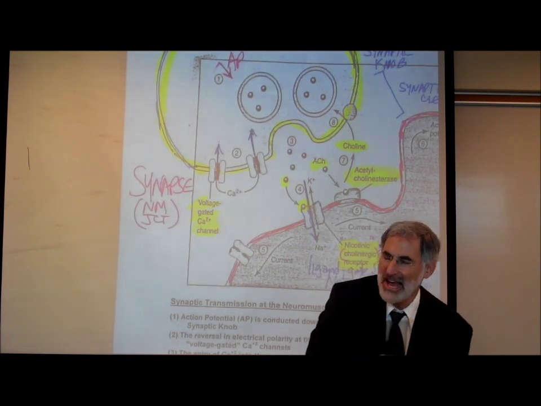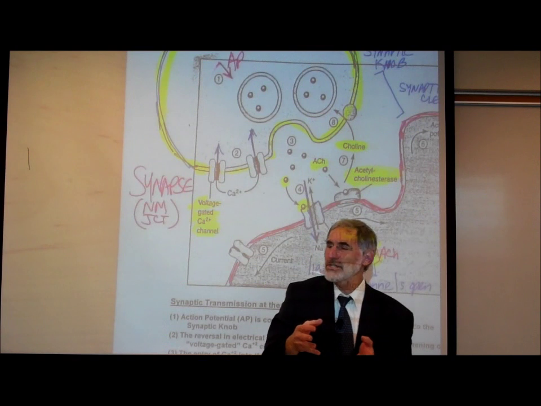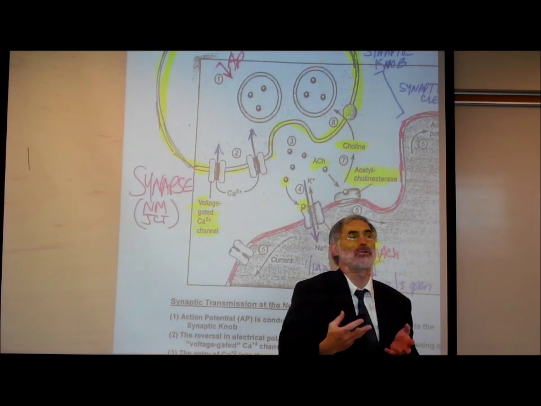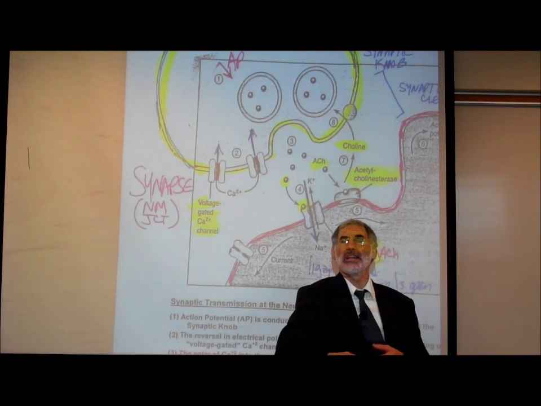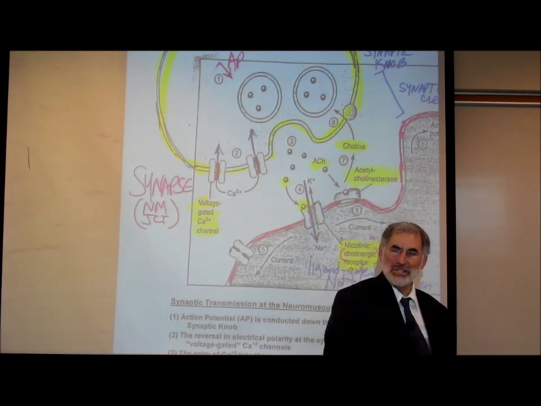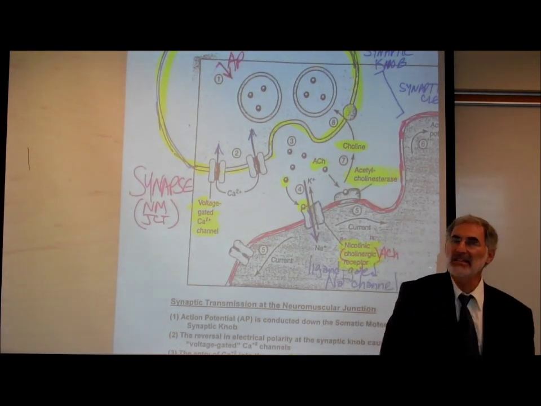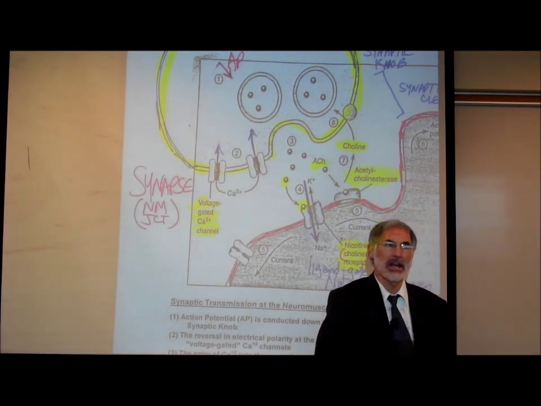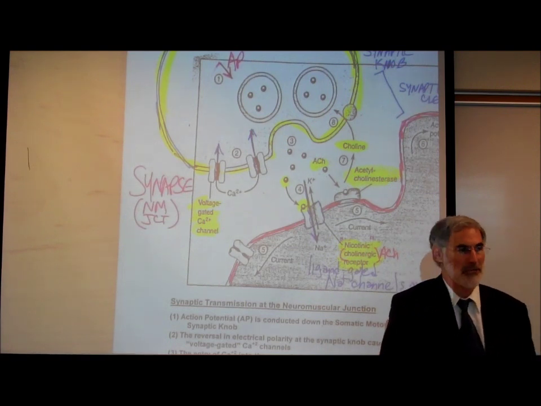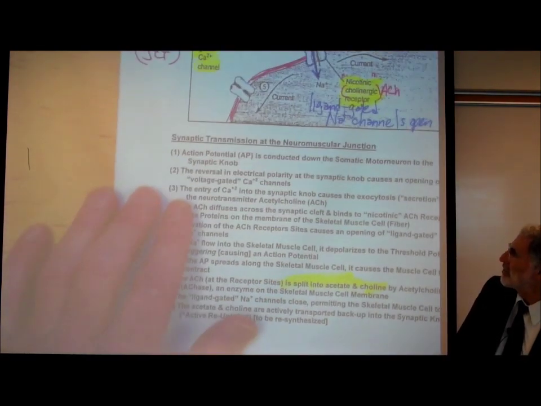And not only does calcium have to flow into a neuron for it to release its neurotransmitter, it has to flow into an endocrine cell in order for an endocrine cell to secrete its hormone. So calcium plays a very important role in secretion, in the release of a chemical from either a neuron or the release of a hormone from an endocrine cell. You'd say, did you write that? Let's see. Number three.